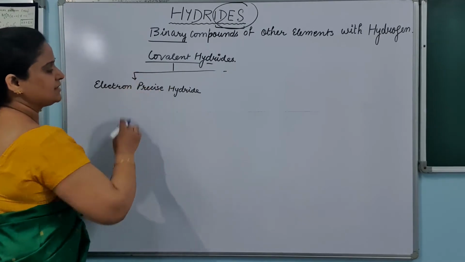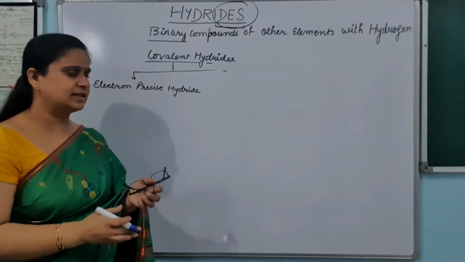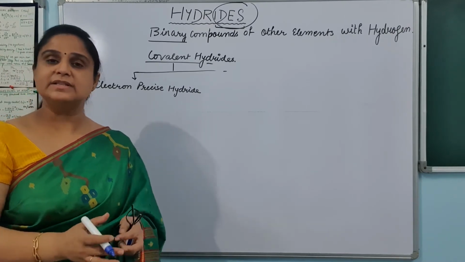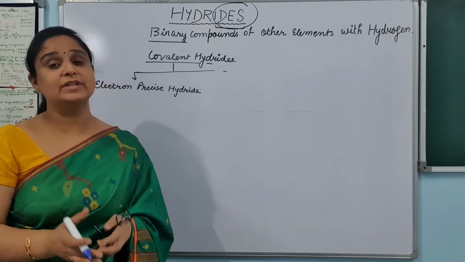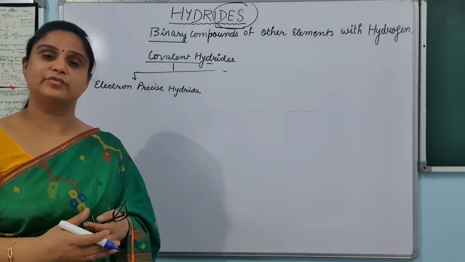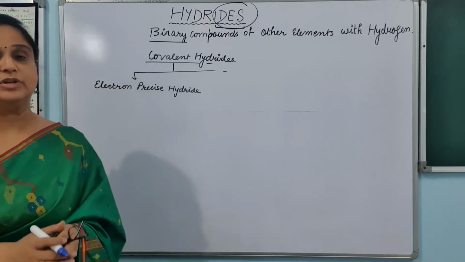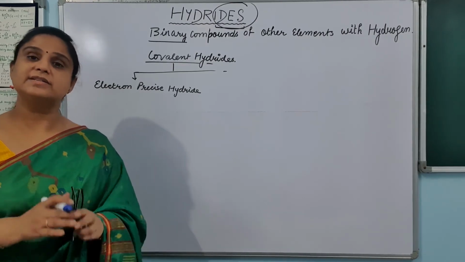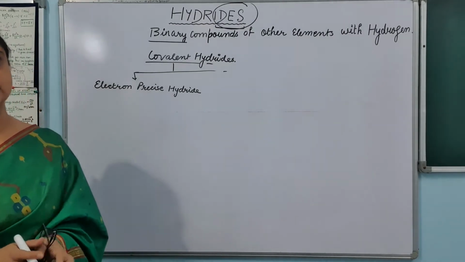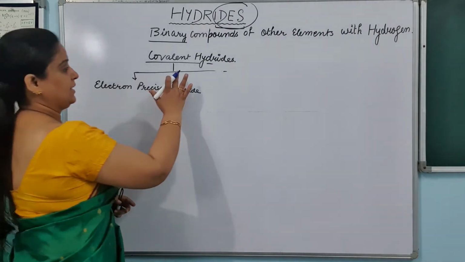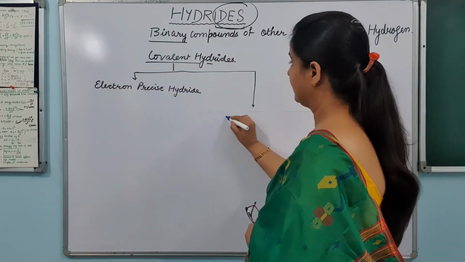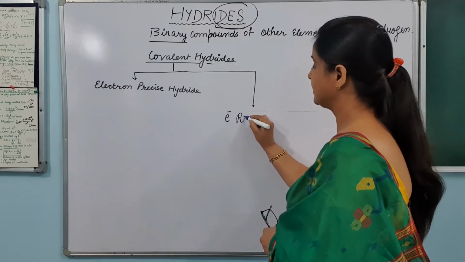Electron precise hydrides, the name is indicating that they have as much amount of electron as they needed. Means they satisfy the octet rule. They have the number of electrons which they want according to the octet rule. So these hydrides are those in which the number of electrons are sufficient enough to make them stabilize. So they are electron precise hydrides. Another kind of covalent hydrides are electron rich hydrides.